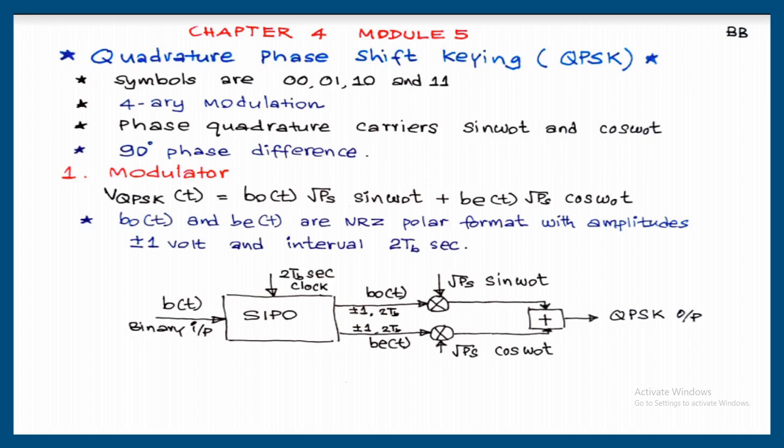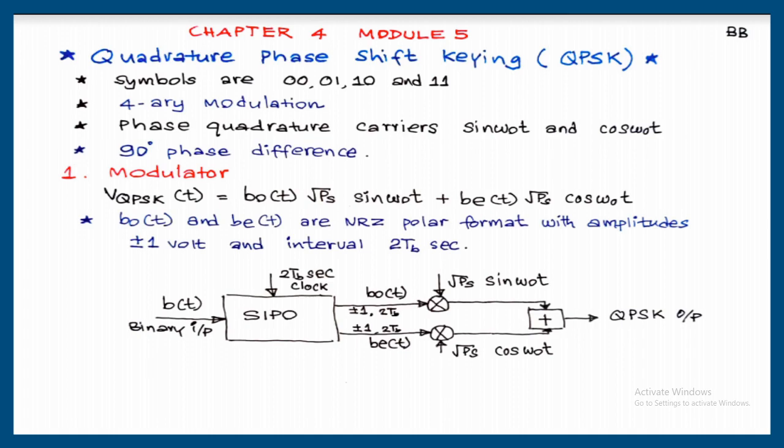The block diagram shows that B of t is converted to odd bit and even bit using serial input parallel output with a clock period of 2 TB second. If the clock period is 2 TB second, we will get 2 parallel bits with a duration 2 TB second. If the clock period is 3 TB second, we will get 3 parallel bits with a duration 3 TB second. That is the function of serial input parallel output. Here our requirement is 2 parallel bits, that is why clock period is equal to 2 TB second. It can be generalized to n TB second for getting n parallel bits.